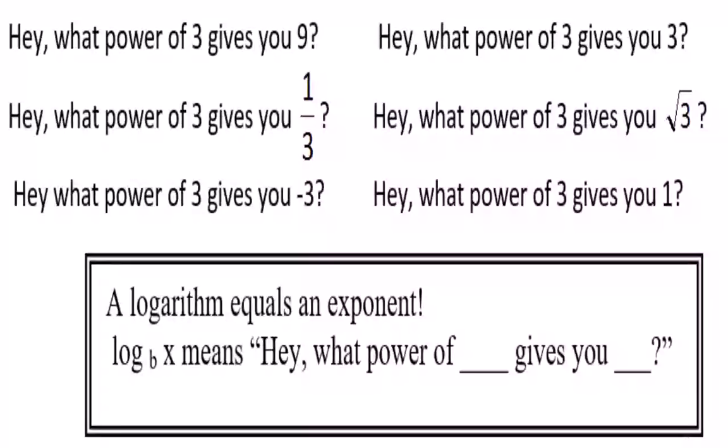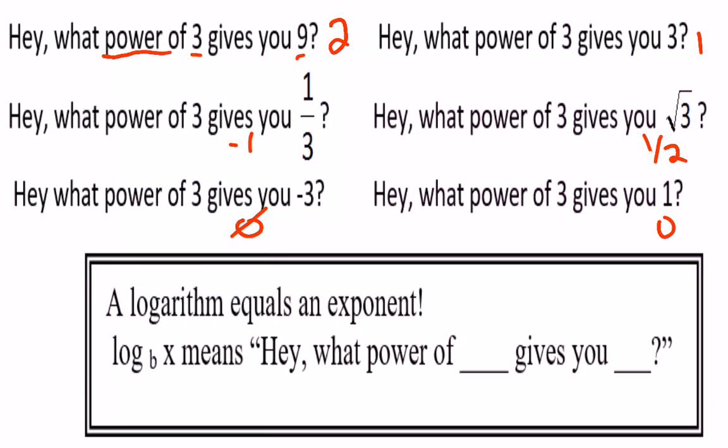This unit we're talking about something called logarithms, which frankly sound kind of scary, and people start freaking out about them. But really, all a logarithm is is a power. So a logarithm can ask the question, what power of 3 gives you 9? Well, that's pretty easy to answer. It's 2. What power of 3 gives you 3? 1. What power of 3 gives you 1 over 3? -1. What power of 3 gives you the square root of 3? 1/2. What power of 3 gives you -3? Can't do that. And what power of 3 gives you 1? 0.